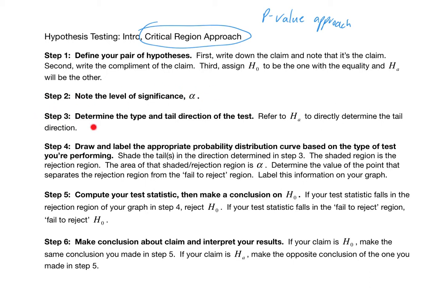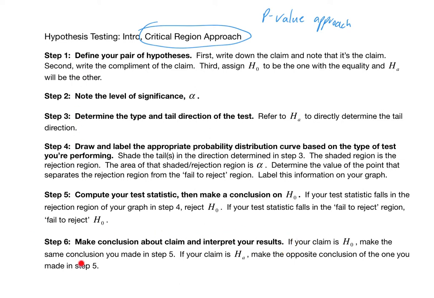step 3, determining the type and tail direction of the test, step 4 is to draw and label the appropriate probability distribution curve based on the type of test you're performing. Step 5 is compute your test statistic, then make a conclusion on H naught. And finally, step 6 is to make a conclusion about the claim and interpret your results.